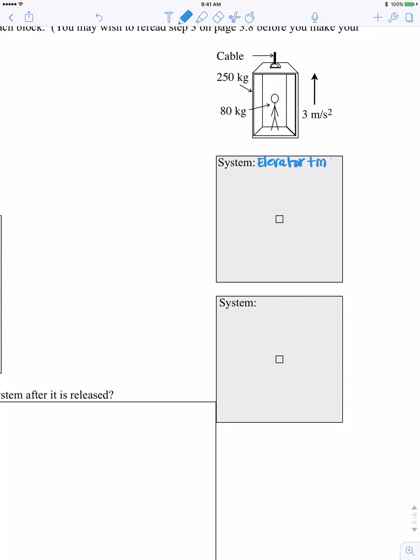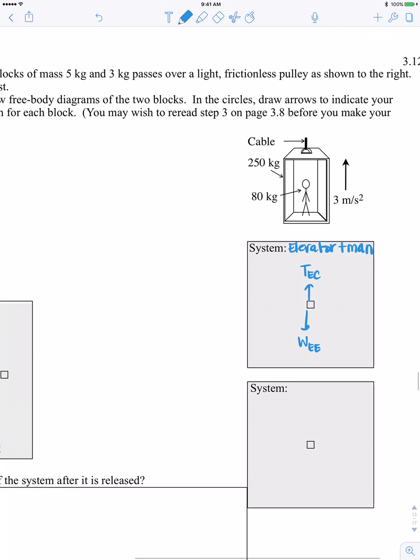Elevator plus the man, because I want to know the tension in the cable. So here is the tension on the elevator by the cable. This is the weight force on the elevator by the earth. And that's it. That's all I've got.